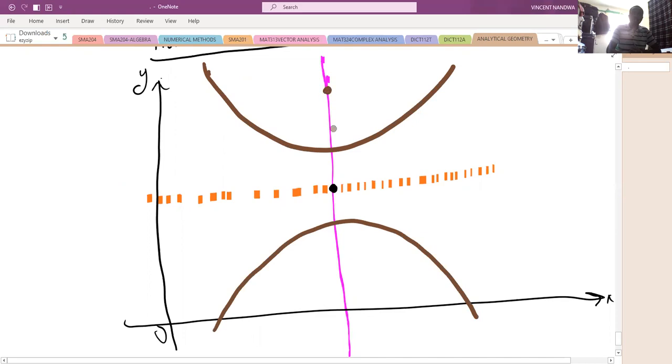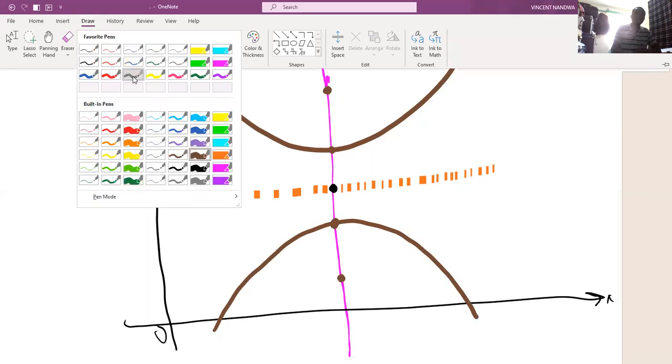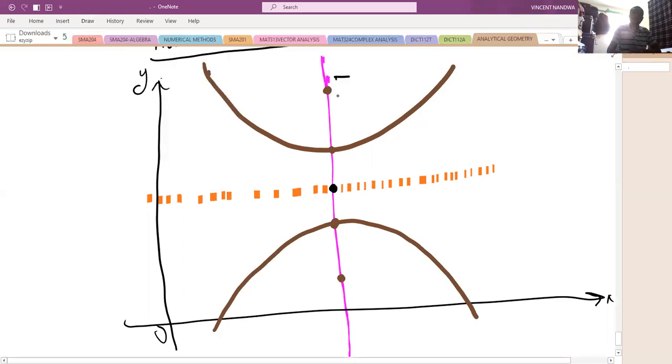So let this be F. So I have V here, V, and then F. So let this one be F1, this to be V1, this to be V2, this to be F2. And because we already know the coordinates of the center, let's label them h, k. So this is the kind of hyperbola we want to study.